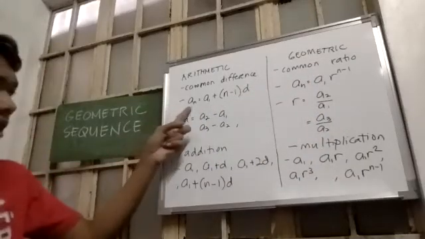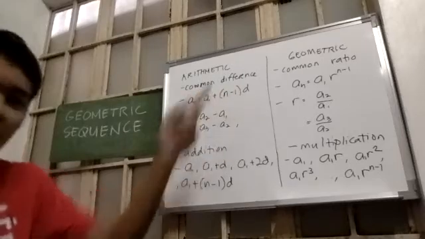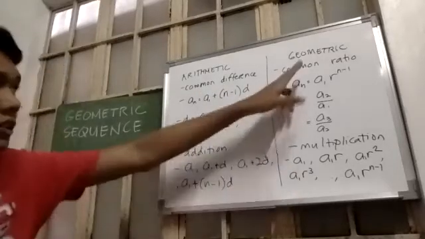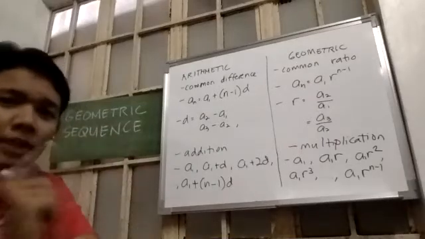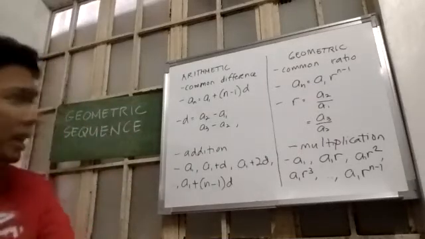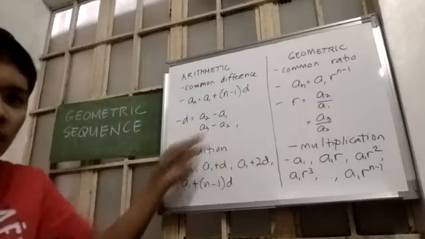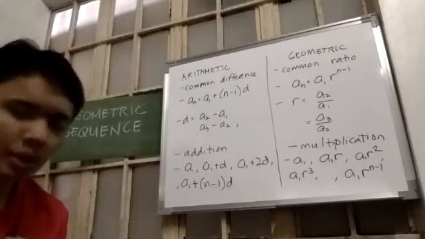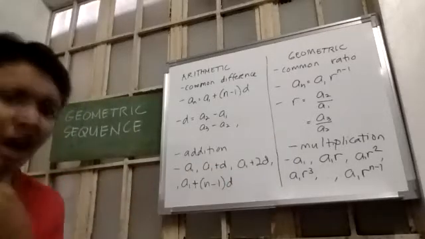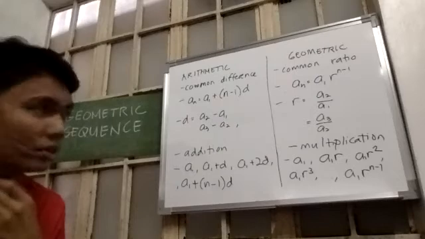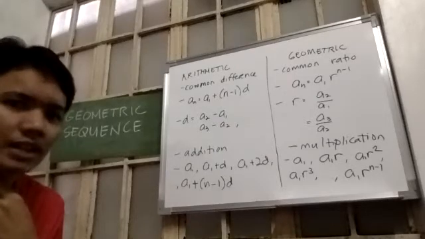Ito yung kanyang general formula. We have a sub n is equal to a sub 1 plus n minus 1 times d for arithmetic. Okay, and for geometric, we have a sub n is equal to a sub 1 r raised to n minus 1. So, naka-raise yung r ha. Next, to find the common difference, we use this formula, a sub 2 minus a sub 1, and a sub 3 minus a sub 2, a sub 4 minus a sub 3, and so on and so forth. So, sa geometric, we have r, which denotes common ratio, is equal to a sub 2 over a sub 1. So, dinidivide lang natin siya.